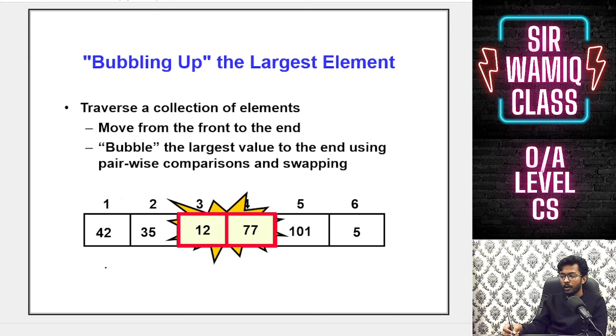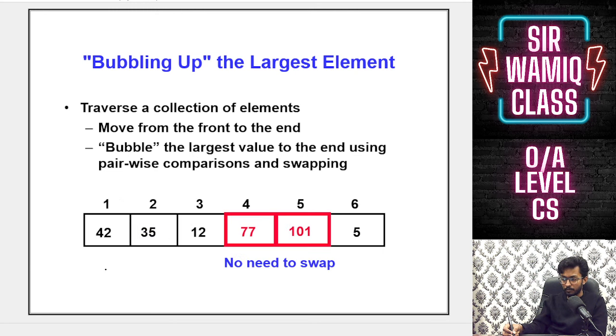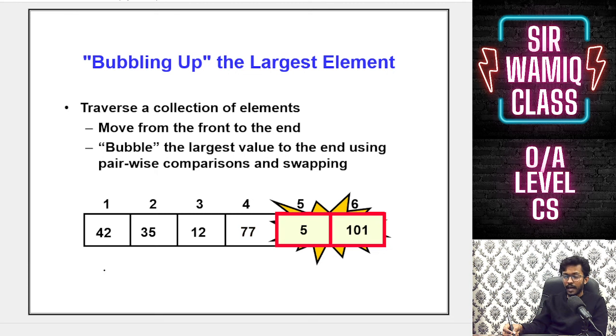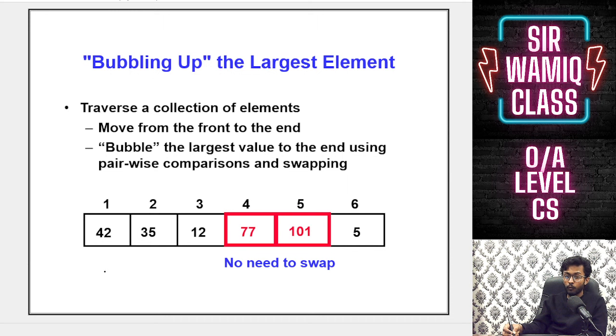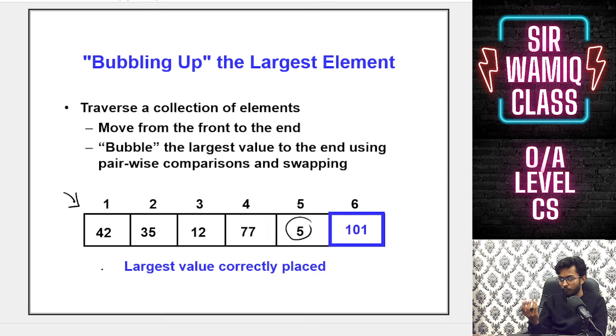If I go on, I can see that 12 and 77 are being swapped. In the third place, I have 77 and 101, so that means that no swap is required. They are in their correct place. And the last items are 101 and 5. So what I'm doing here exactly is selecting two of the elements and checking if a swap is needed, and only then I swap it. So yes, 5 comes first and then 101.